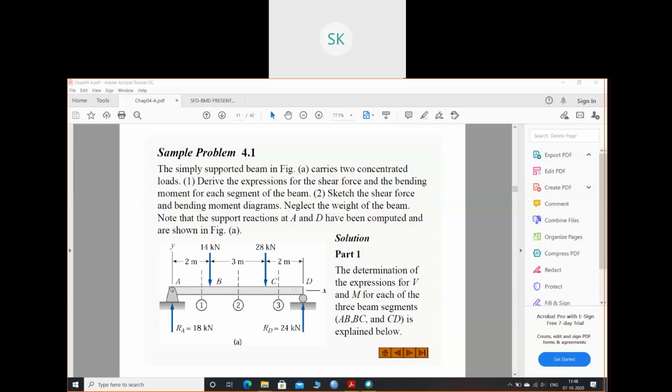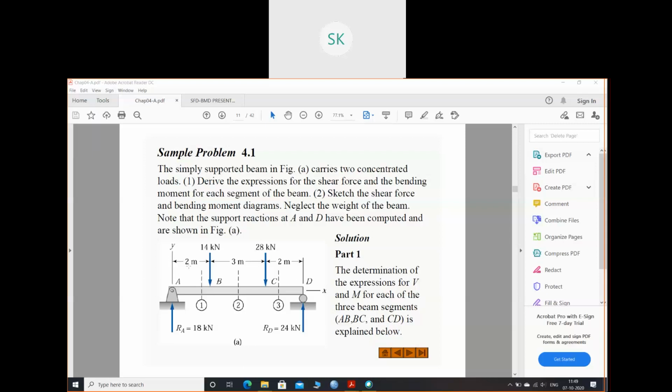Okay, so what will be your first part? All of you write this question in your copy. So find the support reactions. Then you'll find that the support reactions are 18 kilonewton at RA and 24 kilonewton at RD. So see, there are three segments.